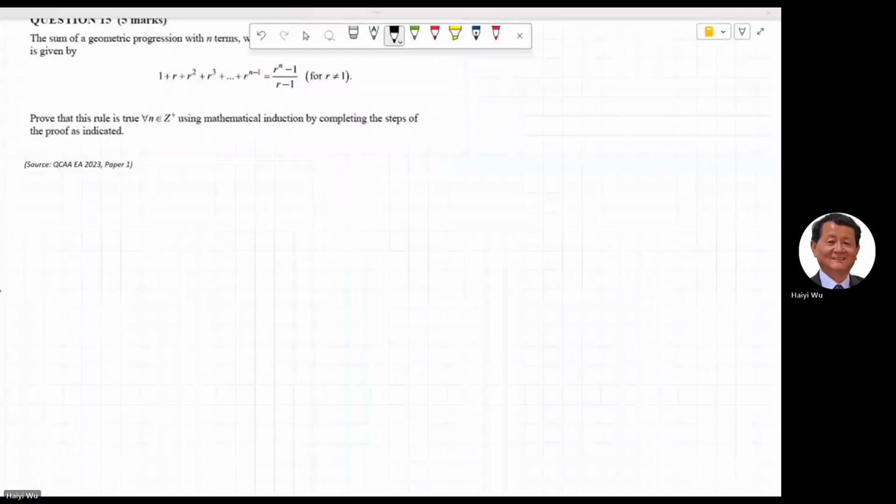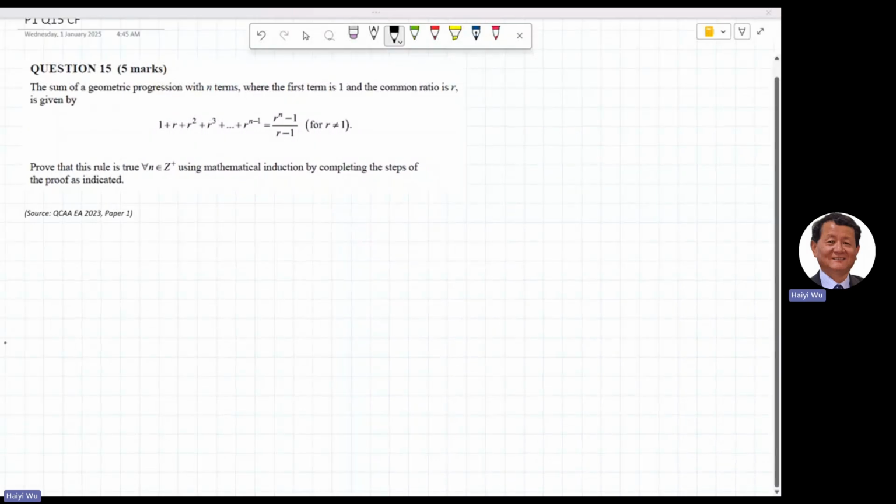Hello, welcome back. Today we're going to use mathematical induction to prove the sum of a geometric sequence or progression. So that's the statement we're going to be proving. Obviously n is a positive integer. So we know n is a positive integer, which means n must be greater than or equal to 1 minimum.